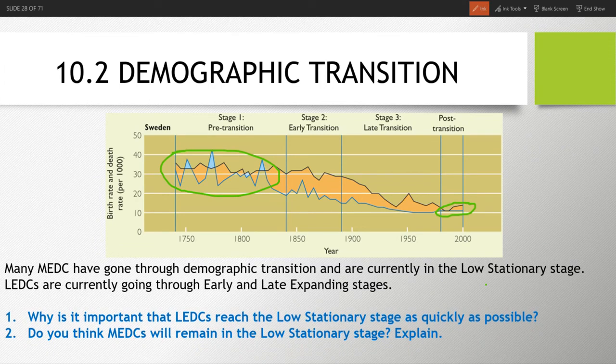In the next video, we'll take a brief look at population pyramids, how they link to demographic transition, and how they're useful in profiling populations and the issues that those populations may have.